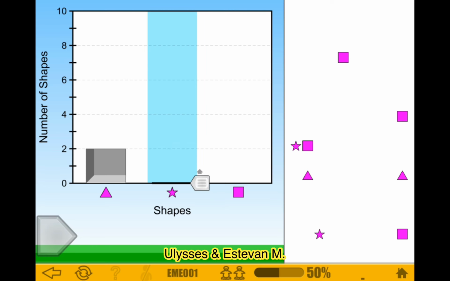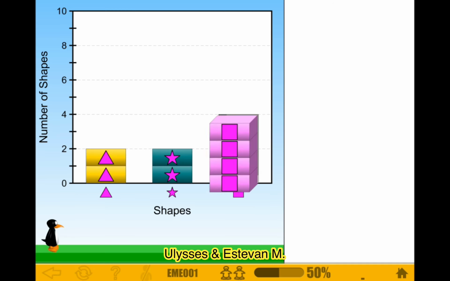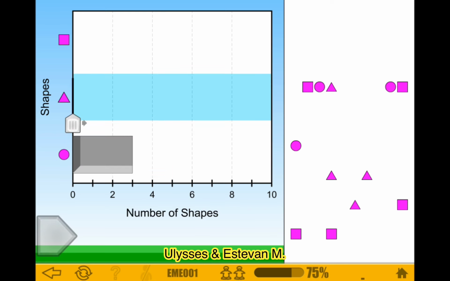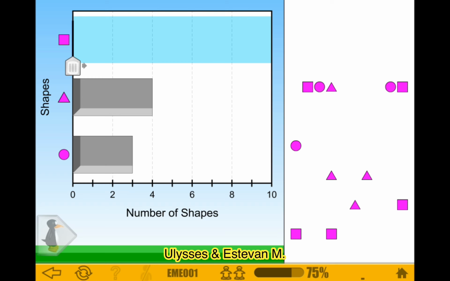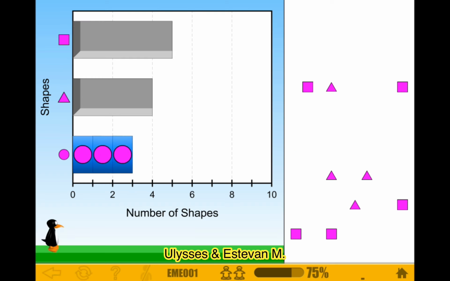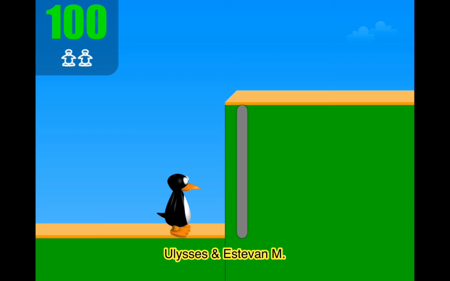Okay. Now, how many stars are there? 1, 2. There's only 2. Now, there's 4 squares. It's like 4 squares. Okay, so there will be circles. 1, 2, 3. 3 circles. Triangles. 3. And then 4, actually. 4 triangles. And then 1, 2, 3, 4, 5. 5 squares. 3, 4, 5. Okay.